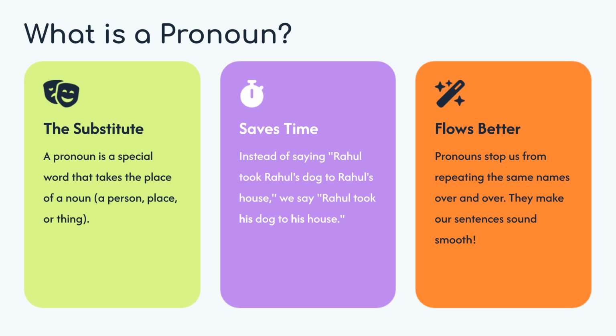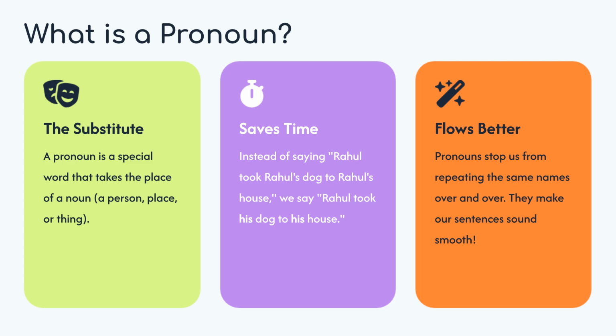The substitute. A pronoun is a special word that takes the place of a noun, a person, place, or thing. Saves time. Instead of saying, Rahul took Rahul's dog to Rahul's house, we say, Rahul took his dog to his house. Flows better. Pronouns stop us from repeating the same names over and over. They make our sentences sound smooth.